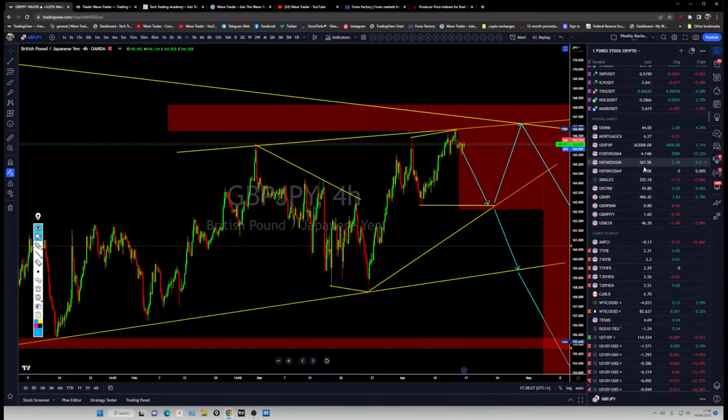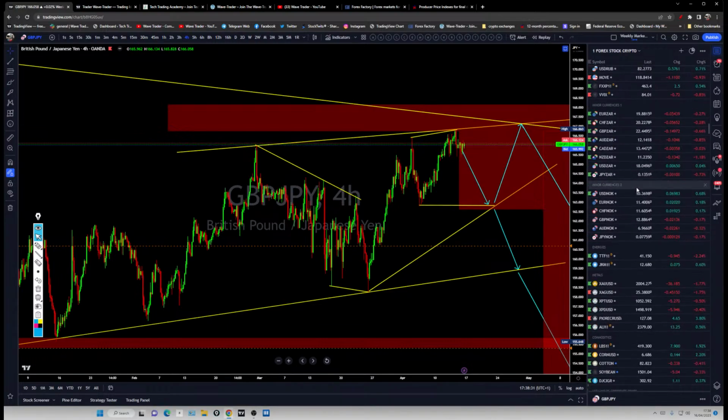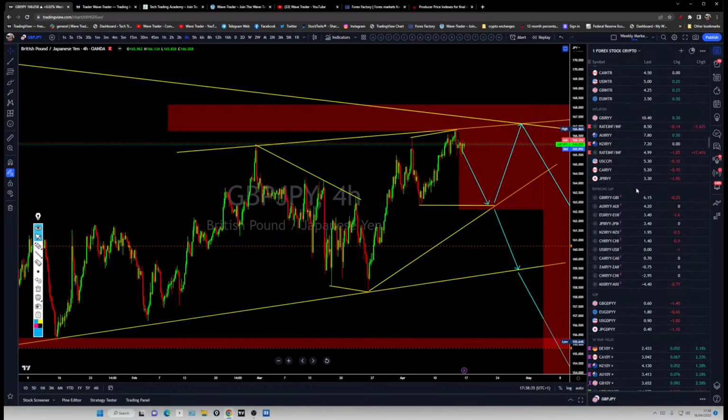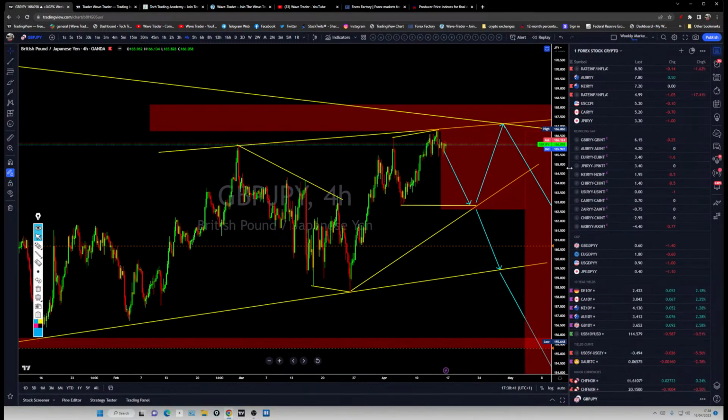Let's just understand that. Yeah, Bank of Japan is not going to raise the interest rate. Just understand that they are not going to raise the interest rate. If I look at this chart.